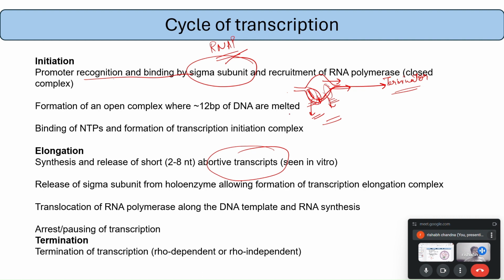And the basic elongation process is seen when the sigma subunit of the RNA polymerase is released. Okay, so this release marks the starting of the process of elongation. And then the RNA polymerase translocates over the DNA template like this, as we have seen, so that it translocates over the DNA template and forms the RNA chain.